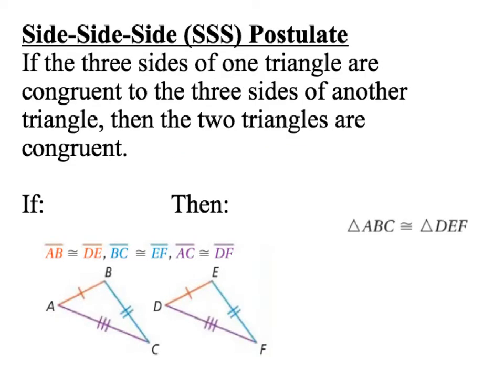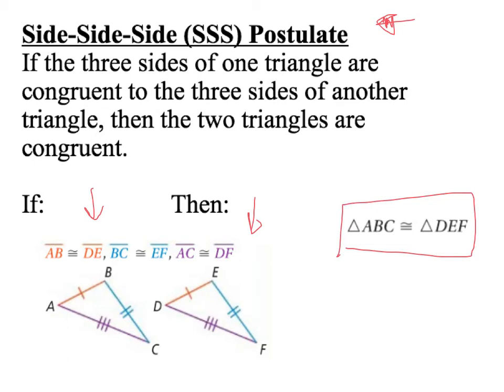Right now, the only way we can prove two triangles are congruent is by naming all the corresponding parts, so all lengths and all angles. But we're going to be talking about some shortcuts. Side, side, side is a shortcut. So if we know three sides of one triangle are congruent to three sides of the other triangle, then we can write a congruent statement. And this is what the congruent statement should look like.